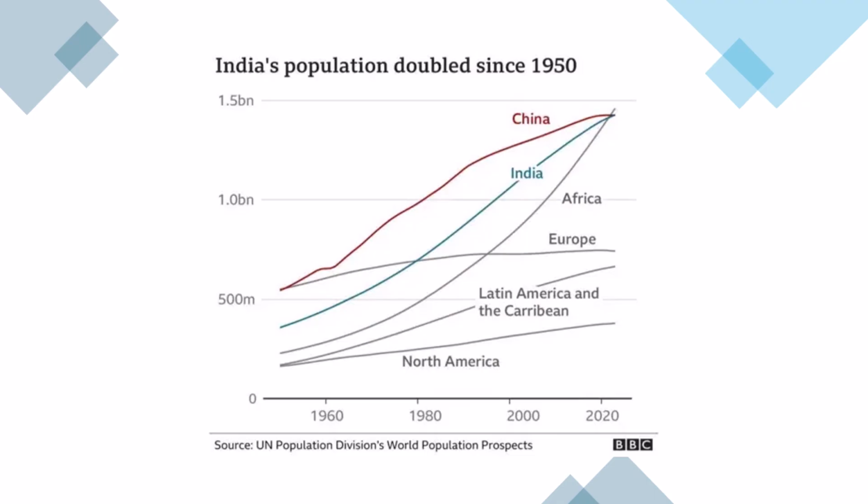Here is the graph depicting how the population in India is accelerating over the period of time in comparison with China, where the population is declining recently, and in comparison with other developed or developing countries, India is showing an exponential growth rate in human population.